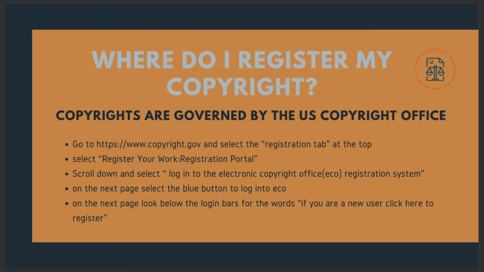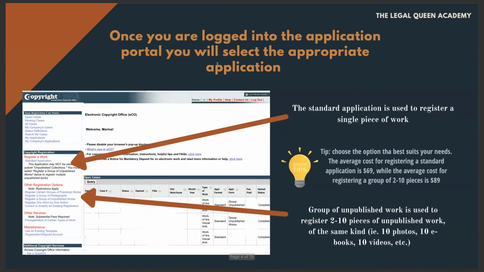This page is going to be white, and then off to the left-hand side, you're going to see a panel with a place for login, username, and password. Underneath that, you're going to see the words, if you are a new user, click here to register. That is what you will select. So once you select that, you're going to go ahead and make your account and then log into your portal.